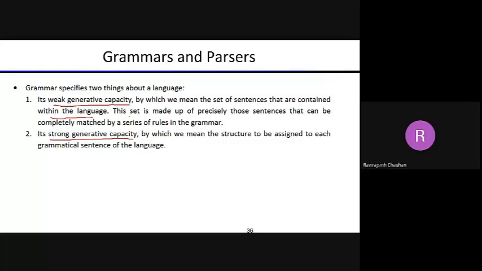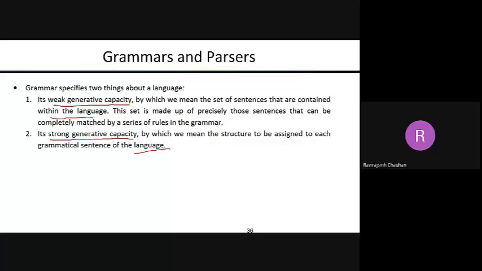And what is strong generative capacity? By which the structure is assigned to each grammatical sentence of the language. Suppose if you talk about English language, तो इतना strong है वो हमें कैसे पता चलेगा? If your grammar can generate each and every grammatically correct sentence in the English language, then it is having more strong generative capacity.